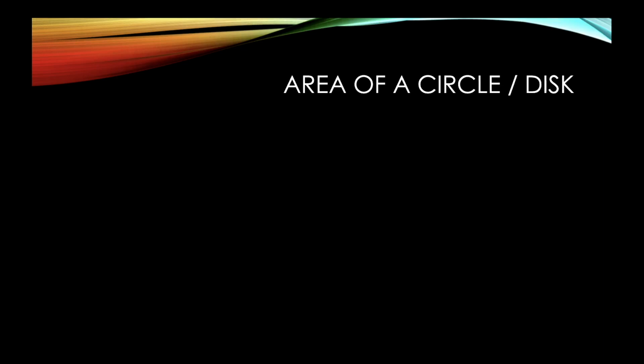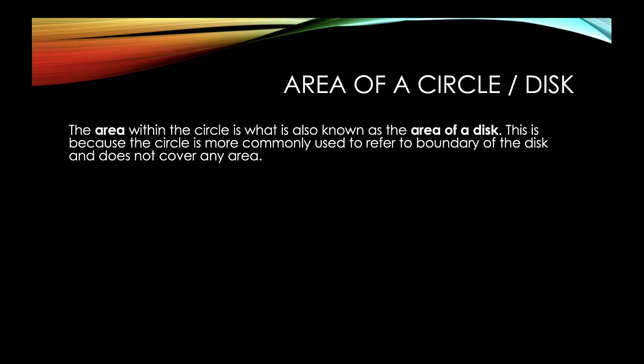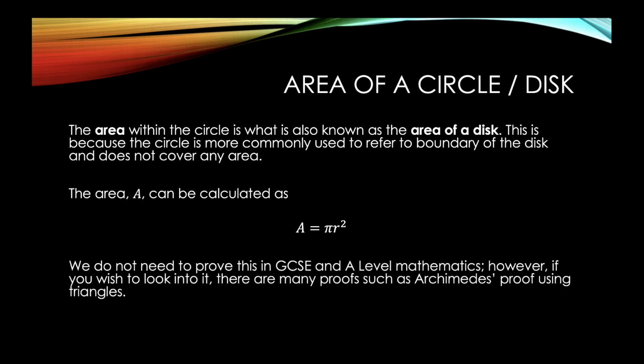The next thing we're going to explore is the area of a circle, commonly known as the area of a disc. That is because a circle is more commonly used to refer to the boundary of the disc, and that does not cover any area. So the area, denoted as capital A, can be calculated as pi multiplied by r squared, which is pi r squared. Again, you do not need to prove this at GCSE and A-level mathematics. However, if you do wish to look into it, there are many proofs that you can research, such as Archimedes' proof using triangles, and many other variants of a proof to calculate the area of a circle.